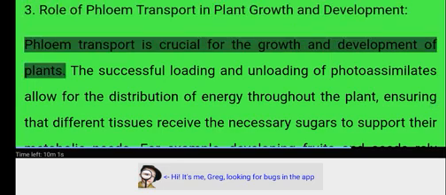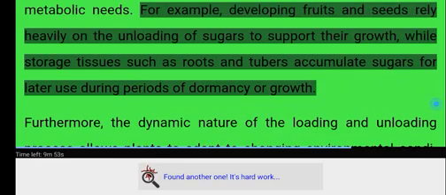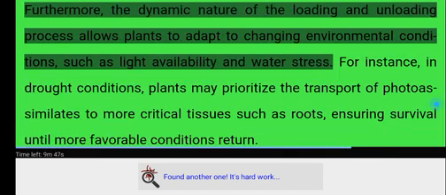Phloem transport is crucial for the growth and development of plants. The successful loading and unloading of photosynthates allow for the distribution of energy throughout the plant, ensuring that different tissues receive the necessary sugars to support their metabolic needs. For example, developing fruits and seeds rely heavily on the unloading of sugars to support their growth, while storage tissues such as roots and tubers accumulate sugars for later use during periods of dormancy or growth.